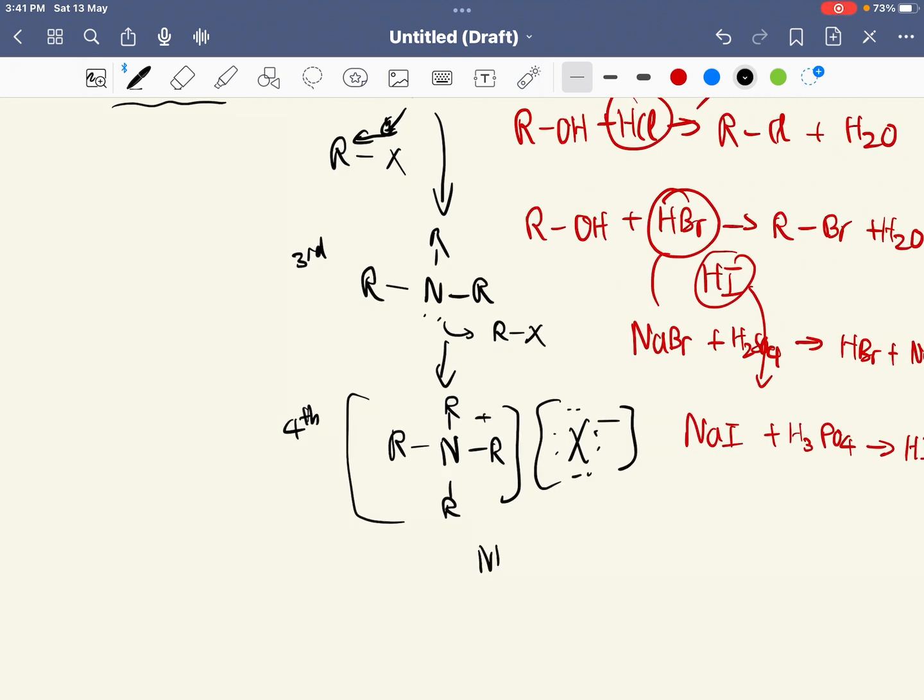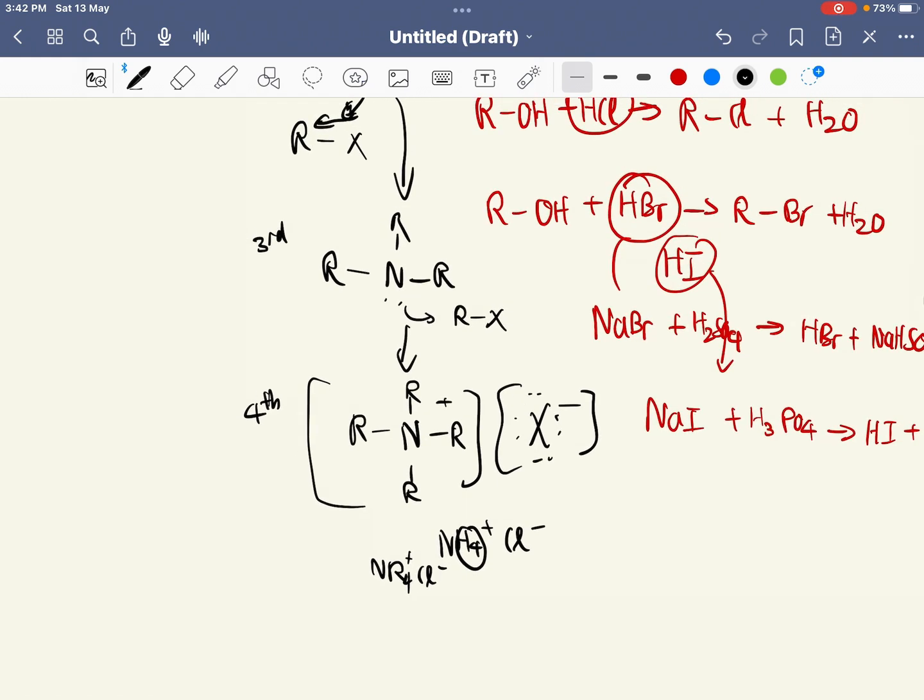So this will form our quaternary ammonium salts. This is kind of similar to how you form NH4Cl. It's kind of the same idea here: NH4 plus and Cl minus. So instead of the 4 hydrogen atoms, we actually have four alkyl groups, and they're all the same because we only use one type of it. Then yeah, so anyway, R4N plus and X minus, something like that. This is just the general form.